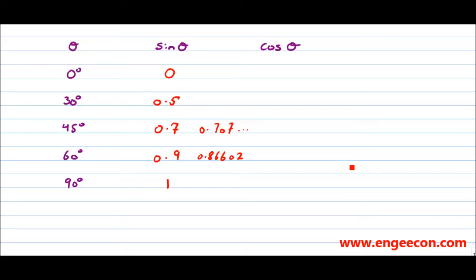for calculations. Cos theta is actually a reverse of sine theta. For the value of cos theta, just reverse this table. As cos 0 is equal to 1, cos 30 is equal to 0.9, cos 45 is equal to 0.7, cos 60 is equal to 0.5, and cos 90 is equal to 0.